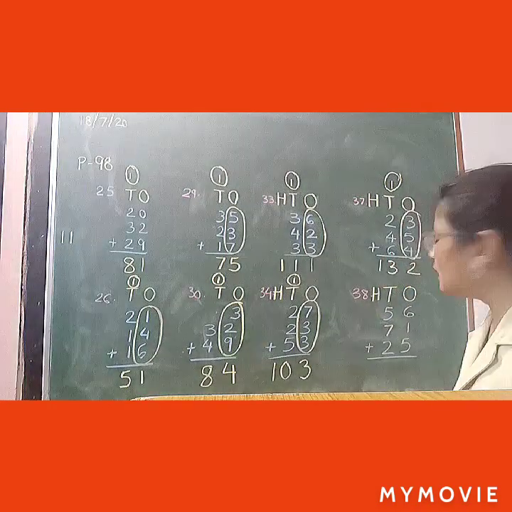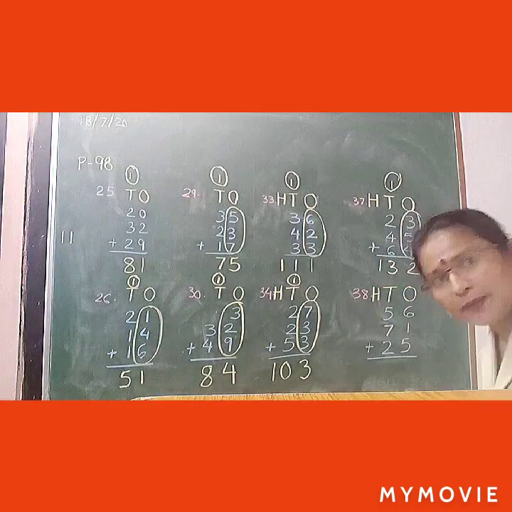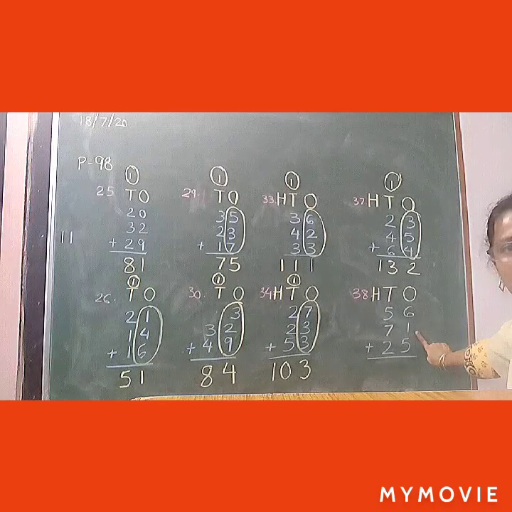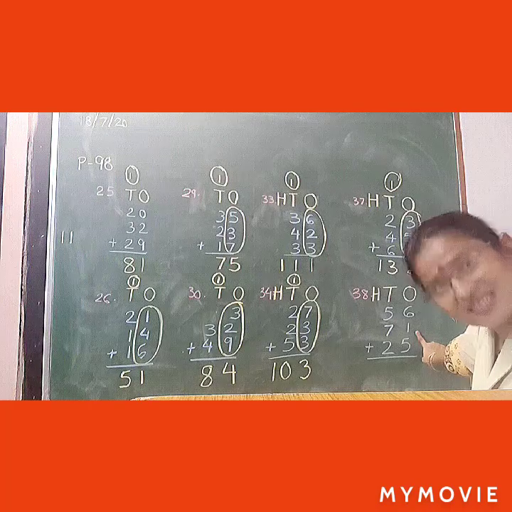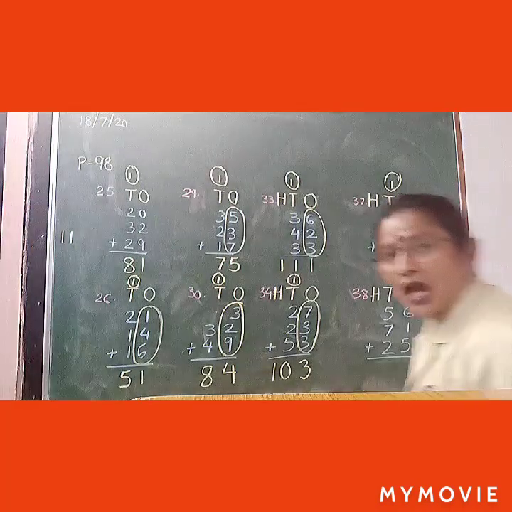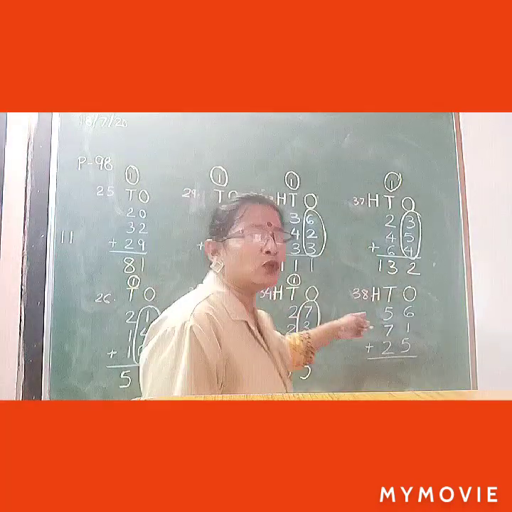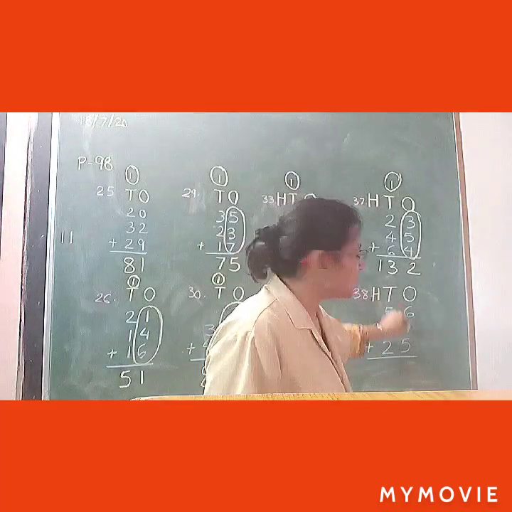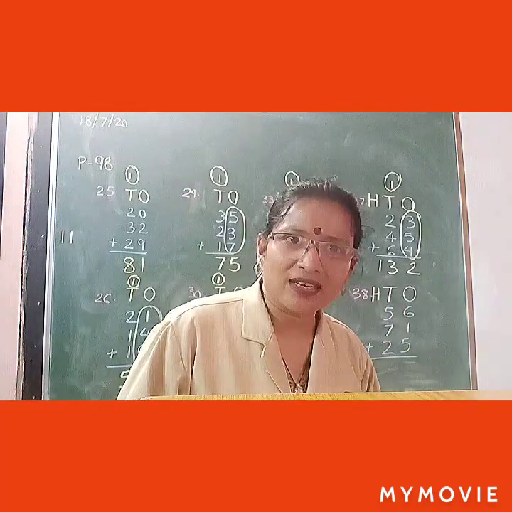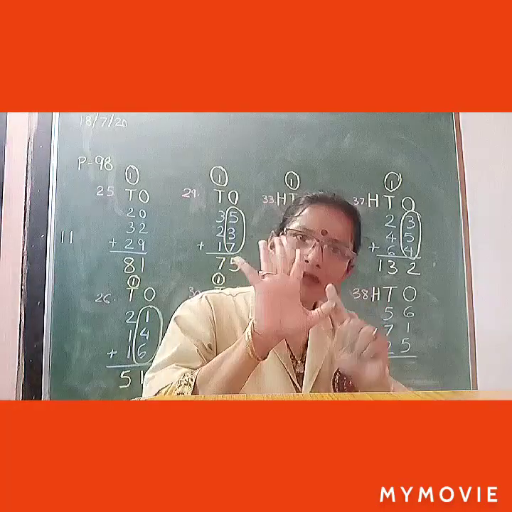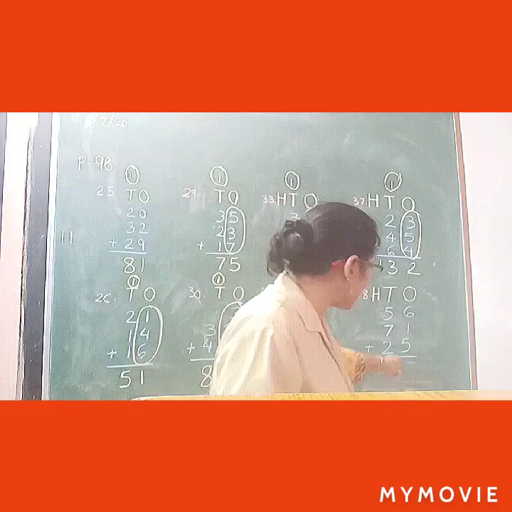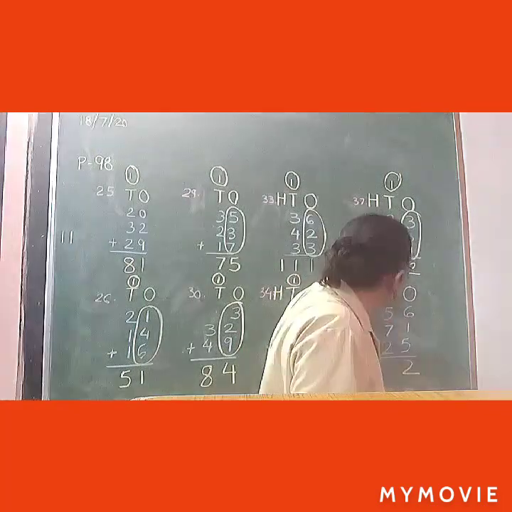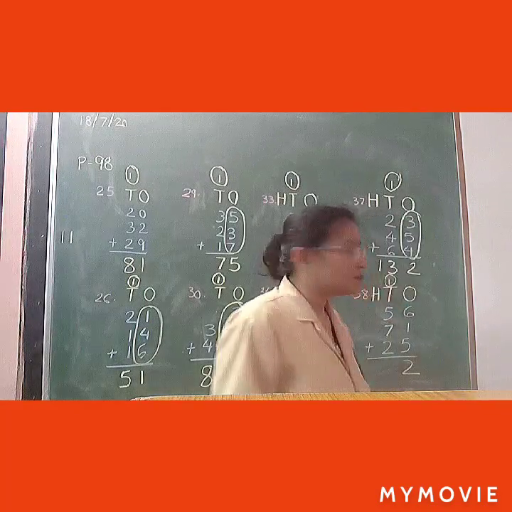Now let us do the last sum. Okay. 6 plus 1. What comes after 6? 7. Very good. 6 plus 1, that is 7. 7 plus 5. 8, 9, 10, 11, 12. So what will we write here? 2 here and 1 will be carried.